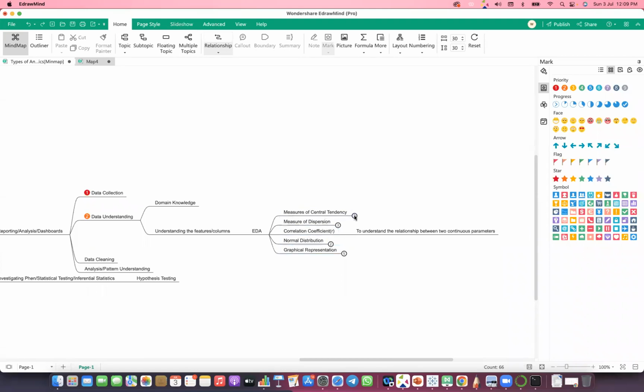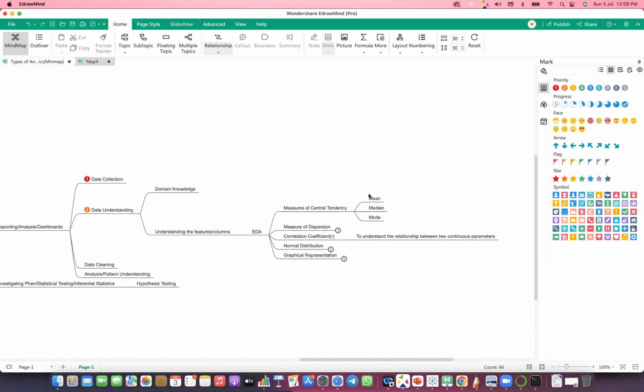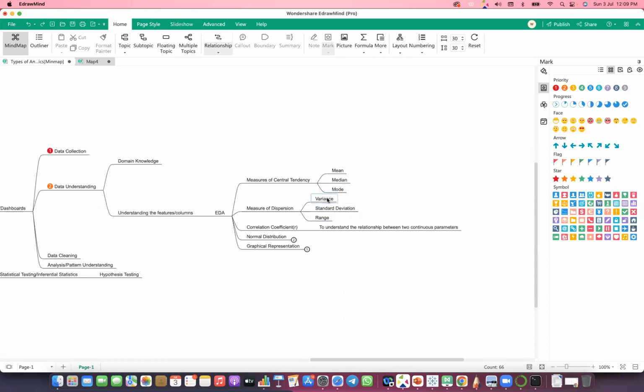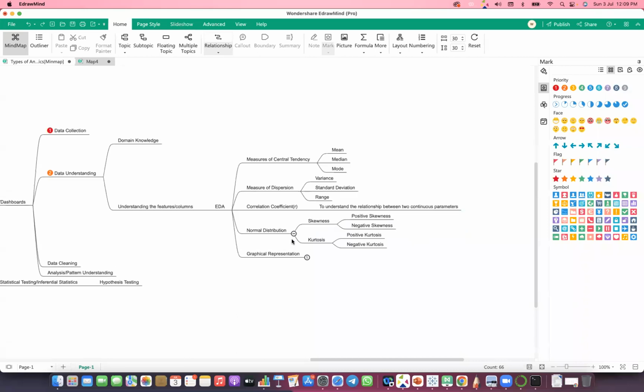When you go with measures of central tendency, you have three types: mean, median, and mode. With measures of dispersion, you have variance, standard deviation, and range. The correlation coefficient is used to understand the relationship between two parameters. If I want to understand whether two parameters, salary and experience, are related, I can use the correlation coefficient. To understand the nature of distribution, I can use normal distribution, which has skewness and kurtosis. Within skewness we have positive and negative, and likewise positive kurtosis and negative kurtosis.